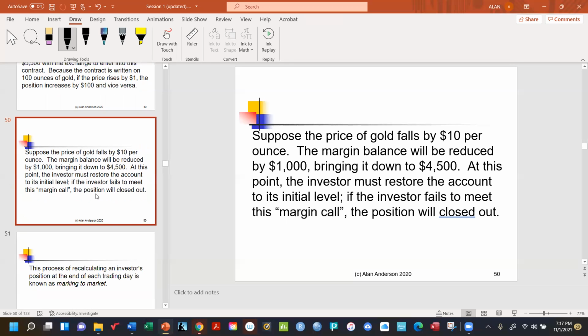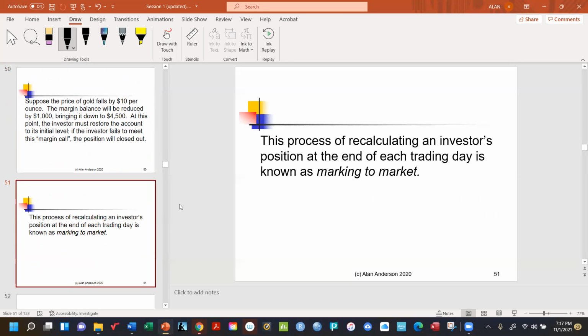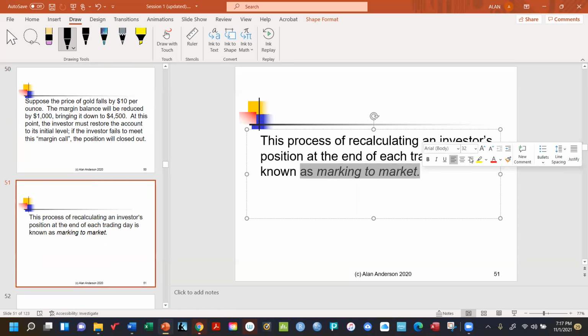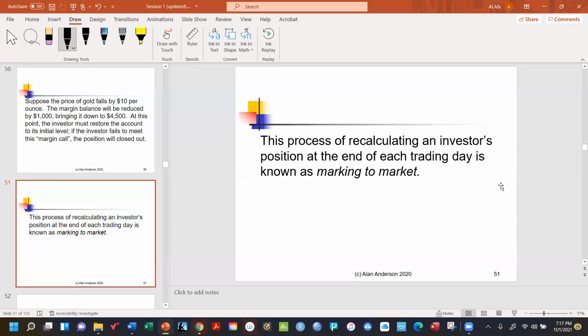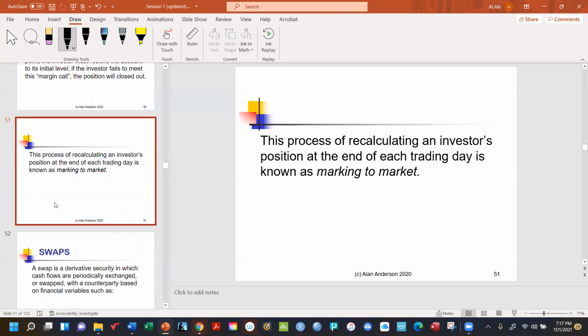And eventually he lost it all, of course. He couldn't keep up with the margin payments. So anyway, this process, you may have heard this term, is called marking to market, meaning every day the value of your position is updated to the new market prices. And that's one of the huge differences between futures contracts and the other derivatives. The others don't have this. This is unique to the futures markets.